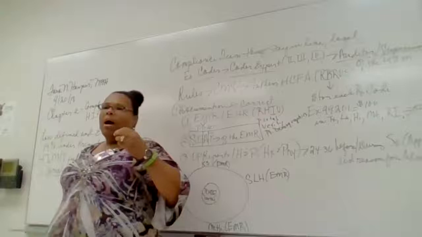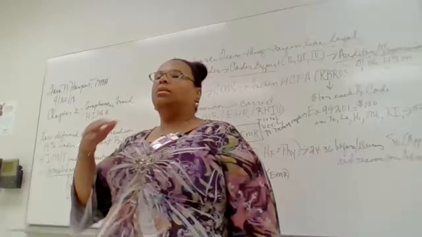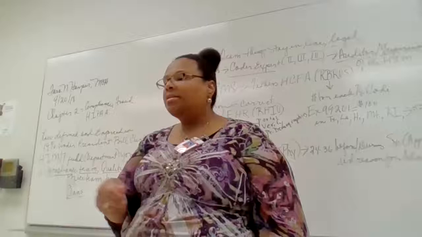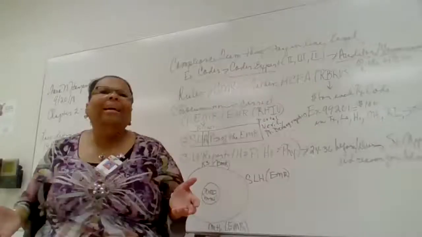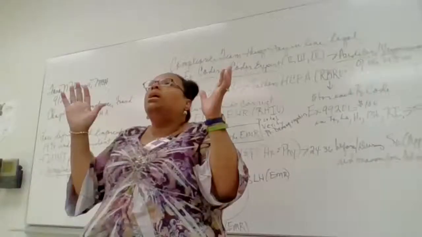So there's the body. How many systems of the body? 11.